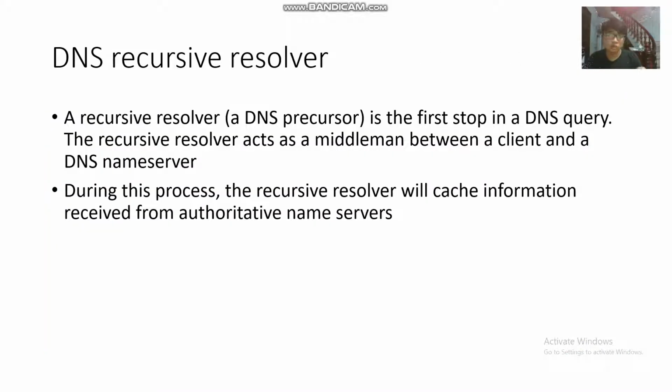Now we are talking about the DNS recursive resolver. A recursive resolver, also known as the DNS requester, is the first stop in the DNS query, and it acts as a middleman between the client and the DNS name server. During the process, the resolver responds with the information received from the authoritative name server.